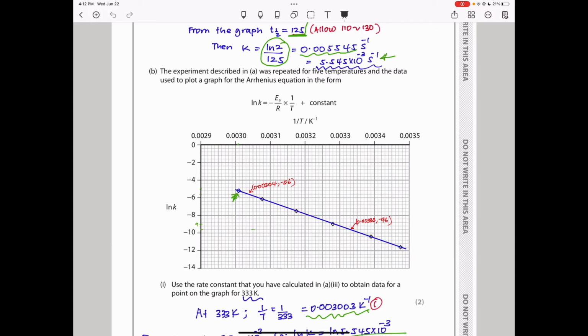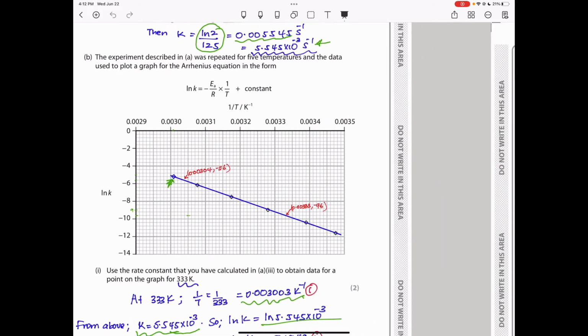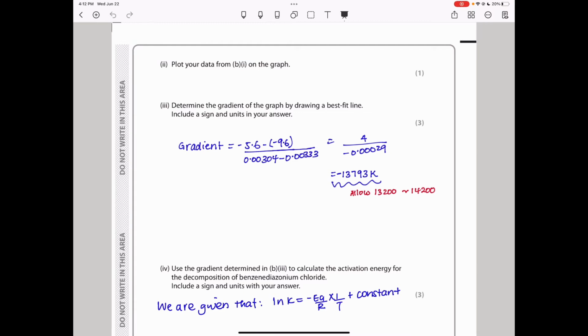Now, to use this line to find the gradient, you have to choose specific points along that line whose coordinates are easy to tell. So I chose that point there because these are the coordinates, and another point here since my line went directly through it, and those are the coordinates. And I did change in y, divide by change in x. I hope you guys know how to determine the gradient when you have a straight line. The answer I got was negative 13793 Kelvin.